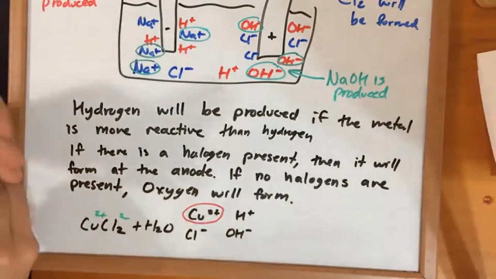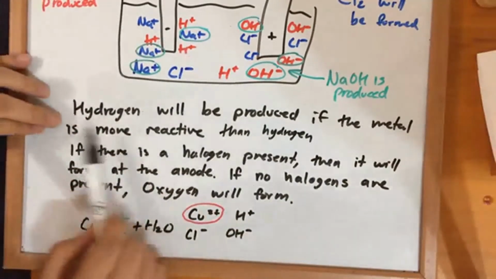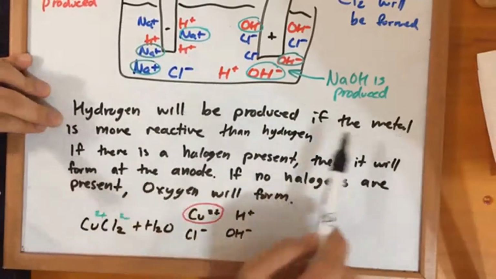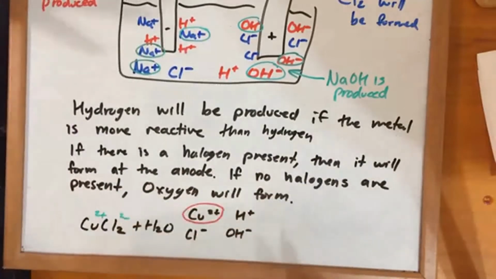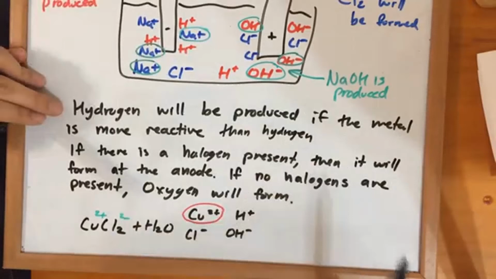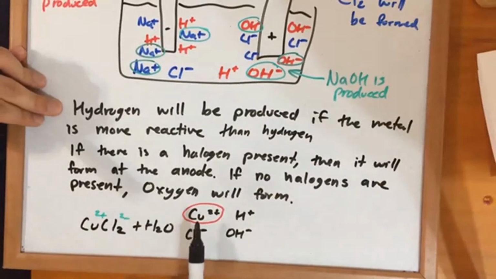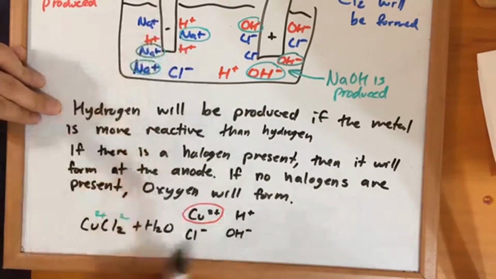Okay. So I think I failed to mention that here. Hydrogen will be produced if the metal is more reactive, but in the case that it's not more reactive, then you're going to have the metal that's formed. In this case, copper is going to form as a metal, not copper gas. So you're going to have copper forming on the electrode itself.